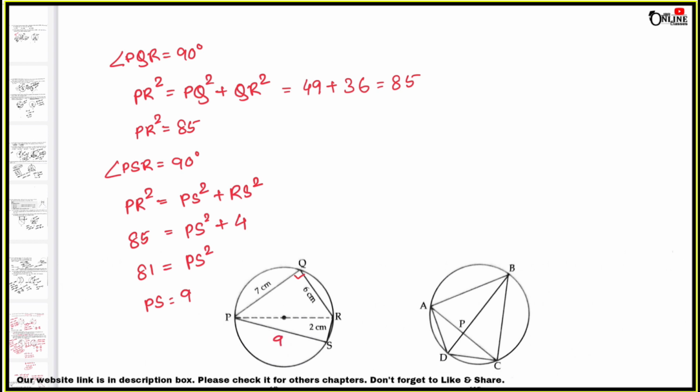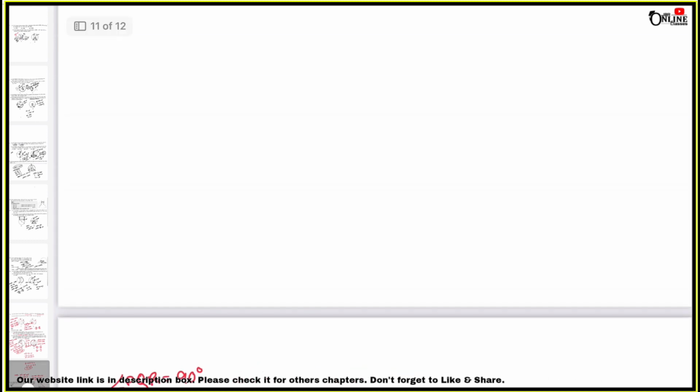Now you have to find out the perimeter. Perimeter means addition of all sides. 7 plus 9 plus 2 plus 6, that will be your perimeter. So that equals 24 centimeter. So, an easy one.